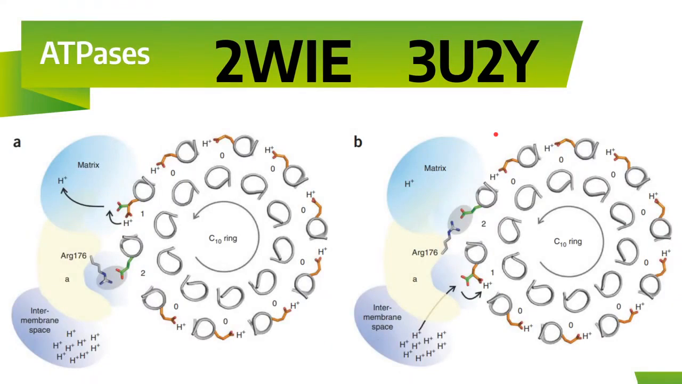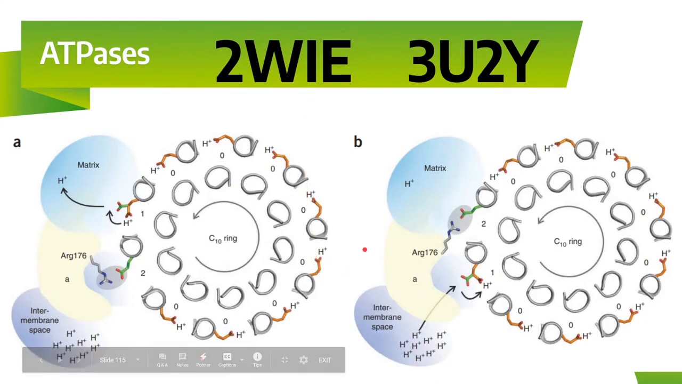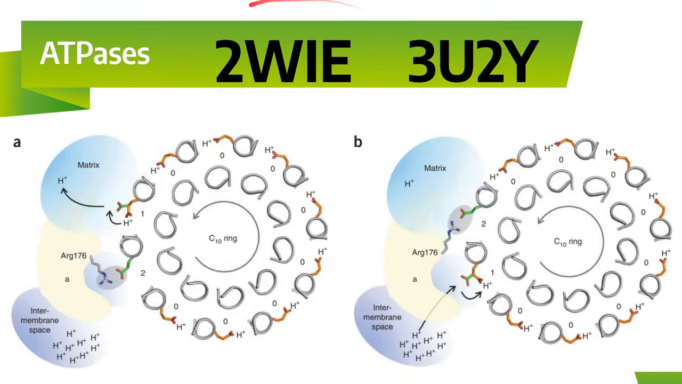And for this, I would like you to also load these two models into PyMol, right? So one is called 2WIE. Actually, I have to write that down really quick. And the other one is 3U2Y.